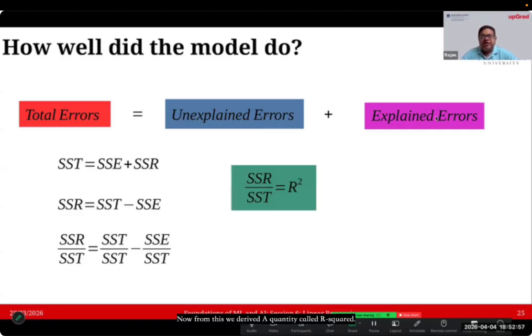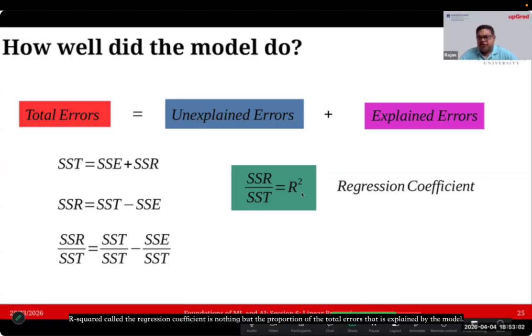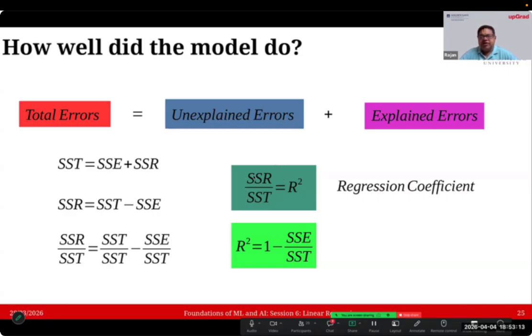Now, from this we derived a quantity called VAF. As R squared becomes large, VAF becomes large, which means we are very lax in our criterion for independence. VAF, called the variance accounted for, is nothing but the proportion of the total errors that is explained by the model. But if we set VAF to be a smaller number, let's say we set VAF to be 0.5, that means R squared is 0.5, and it's called the regression coefficient.